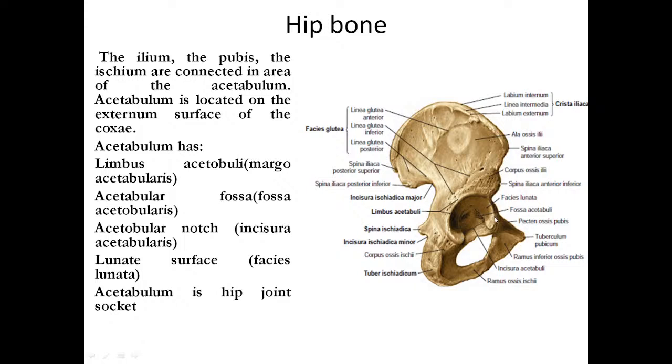Acetabulum has limbus acetabuli, margo acetabularis, fossa acetabuli, acetabular notch, incisura acetabularis, and lunate surface, facies lunata. Acetabulum is the hip joint's socket. This is hip bone.